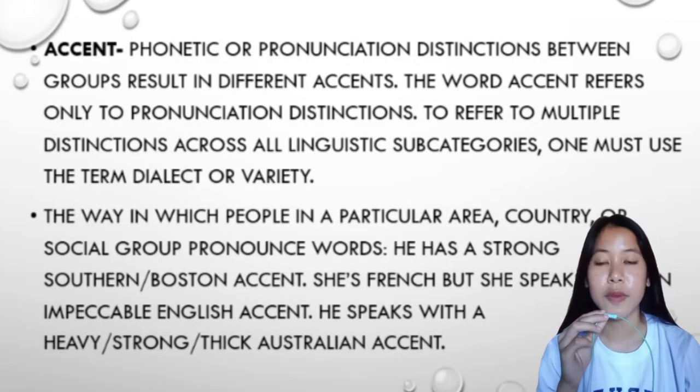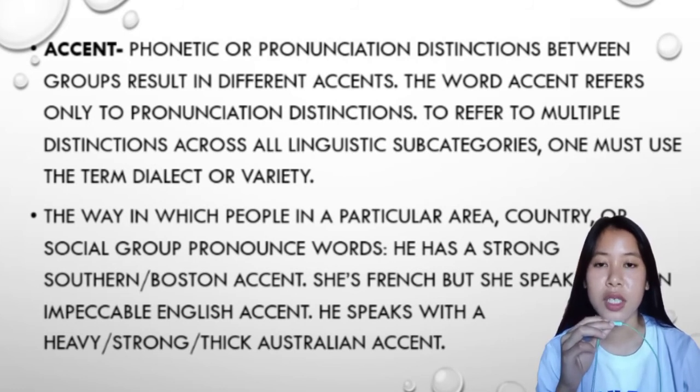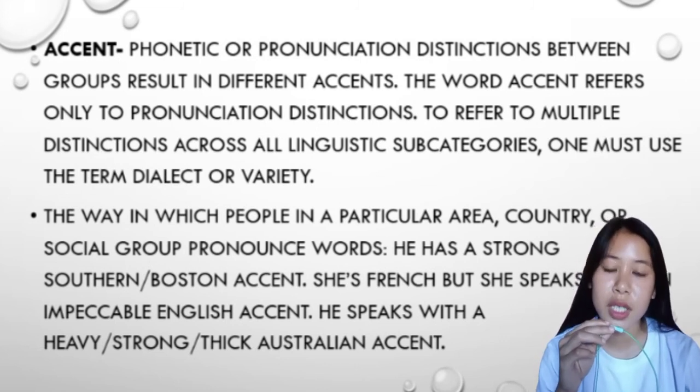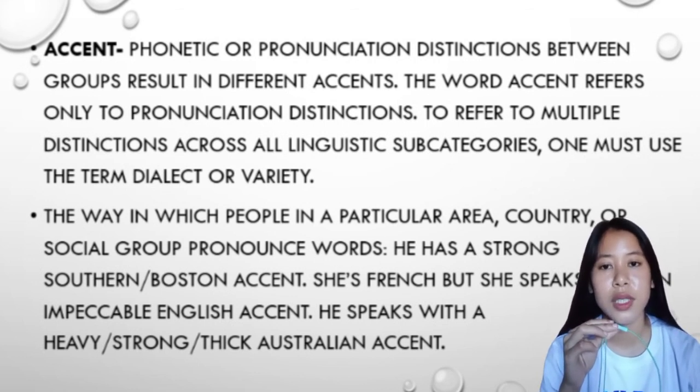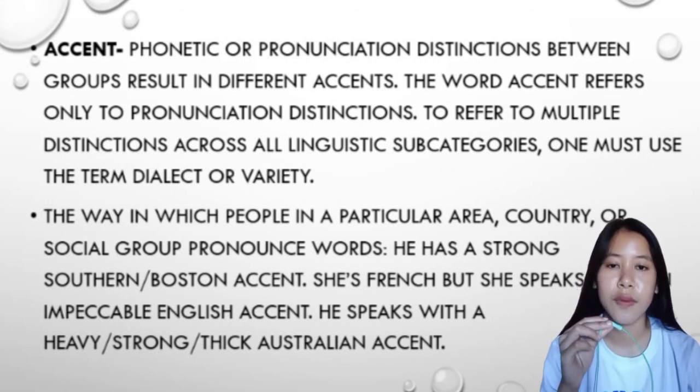The last type of dialect is accent. Phonetic or pronunciation distinctions between groups result in different accents. The word accent refers only to pronunciation distinctions. To refer to multiple distinctions across linguistic subcategories, one must use the term dialect or variety.